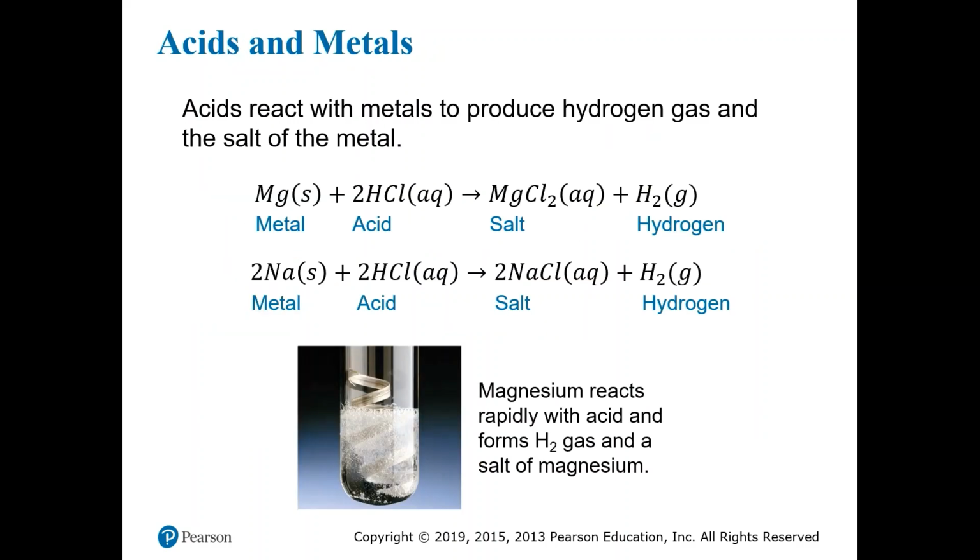Here we see two examples of acids reacting with metals to produce hydrogen gas and what's called a metal salt. In the first example, we have solid magnesium, which is reacting with a solution of hydrochloric acid, and it's producing a solution of magnesium chloride, the metal salt, as well as bubbles of hydrogen gas, which typically escape into the atmosphere. We've actually seen this reaction in the laboratory a few times, where you can visualize the bubbles which are coming off the surface of the metal as it dissolves into the acid.